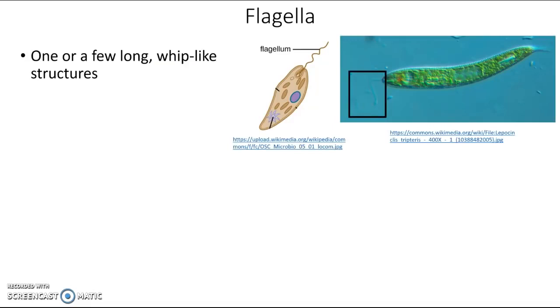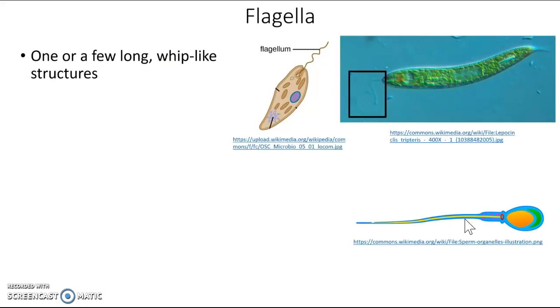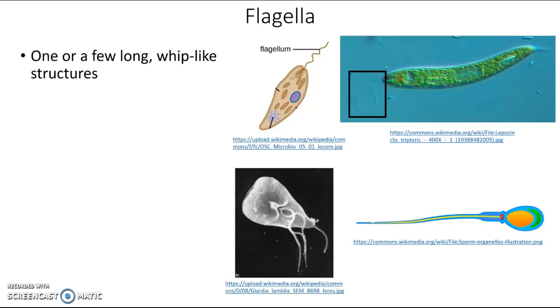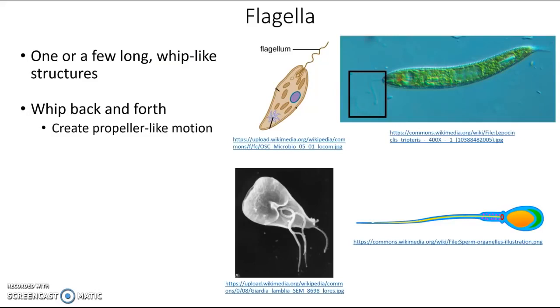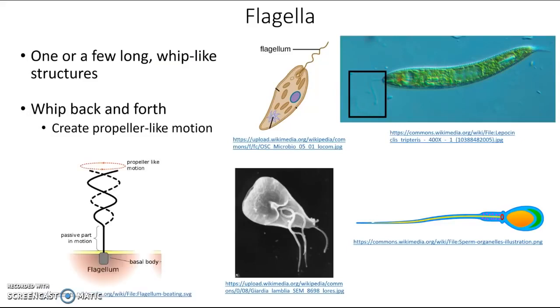The classic example of a cell with a flagellum, of course, is a sperm cell. So here it is with that long single flagellum. But there are cells that have multiple flagella. So here's a different kind of protist that has several flagella all sticking off it. The way that flagella work is by whipping back and forth, and because they're so long, this ends up creating a propeller-like motion. So here's a flagellum anchored in the cell, and it's this very long fiber, and because it's being whipped back and forth, it ends up creating a propeller-like motion by the end of it.